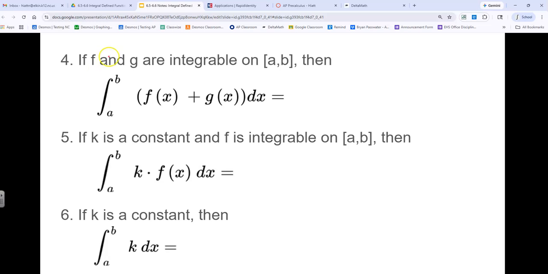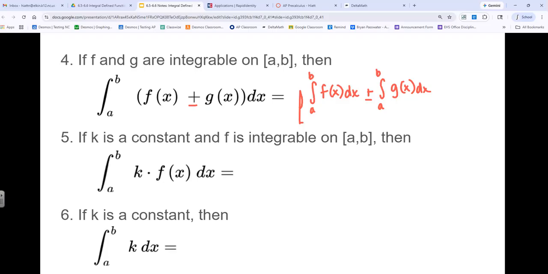All right, if we have to integrate two separate functions, we can break them apart. So we could do the integral from a to b of f of x dx plus the integral from a to b of g of x dx. This rule also holds true. We really could put a plus or a minus there if we want. That rule is going to hold true for negatives as well.